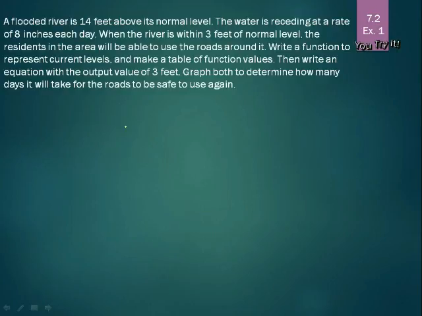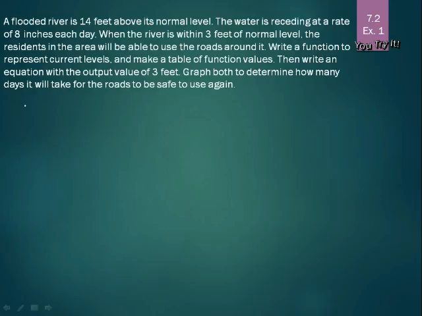A flooded river is 14 feet above its normal level. The water is receding at a rate of 8 inches each day. When the river is within 3 feet of normal level, the residents in the area will be able to use the roads around it. Write a function to represent current levels and make a table of function values. Then write an equation with the output value of 3 feet. Graph both to determine how many days it will take for the roads to be safe to use again.